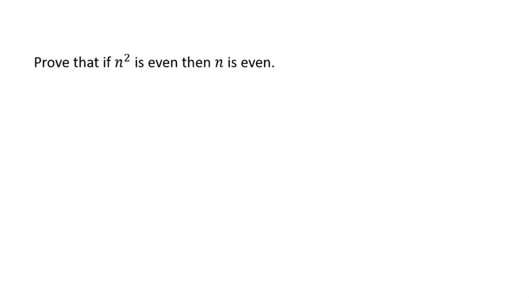So the first statement was: prove that if n squared is even, then n is even. Remember, the first thing we have to do is build up that contrapositive statement. Again, it's turning the statement of if P then Q into the format of if not Q then not P. The if P then Q is if this is even, then this is even. So to turn that round, we'll say if n is odd, then n squared is odd.